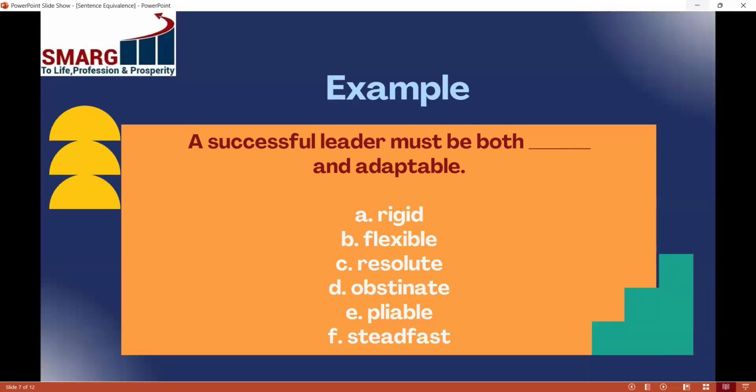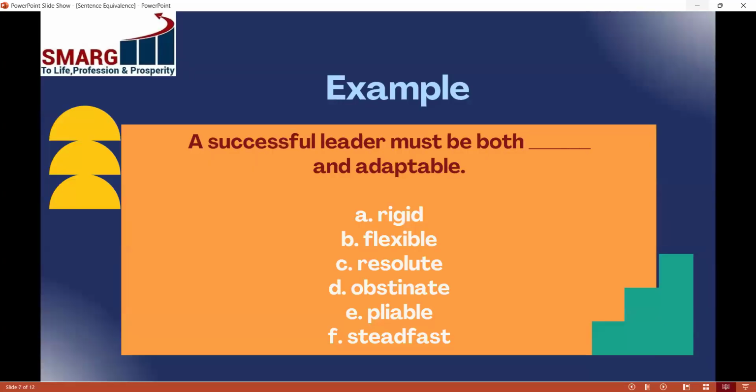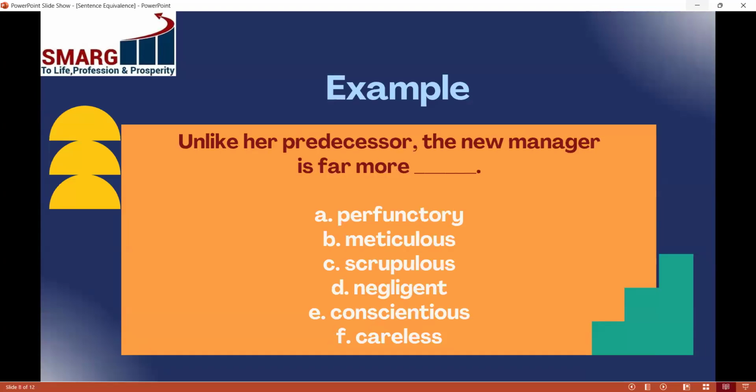Obstinate would be negative. Rigid, again, while it talks about being strong, is a negative term. Rigidity is a negative term. We are looking for something which is positive. So again, what happened? These were synonyms, but despite being synonyms, they ended up having very different contexts. So the meaning takes precedence. That is why we said intensity, degree, and context. Got it? Okay.